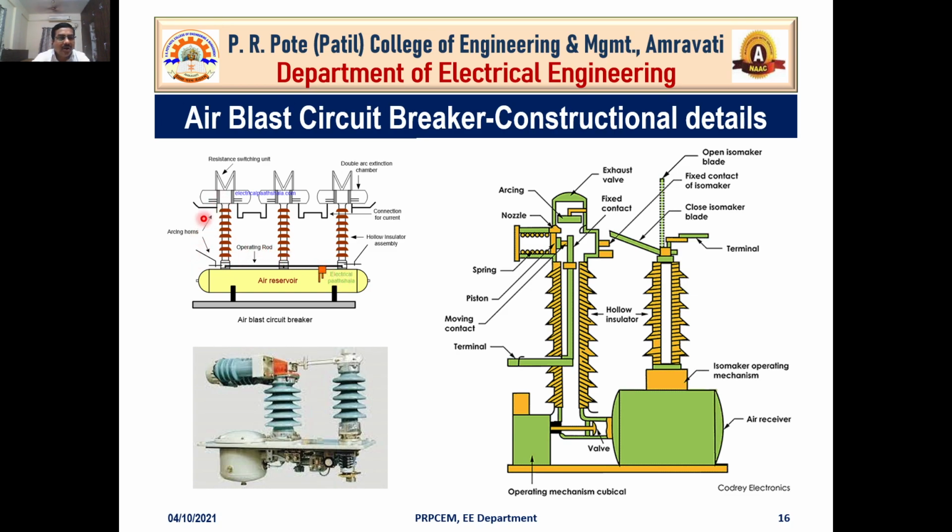So these are the arcing horns we have, and these are the operating rods we have. These are the different techniques through which we can further extinguish the arc, that is the resistance switching units, and these are the connections for the currents. So these are the hollow insulator assemblies, the mechanical system we have, which are embedded over these air reservoirs. As far as the inside part is concerned, the same we have expanded here, where we are trying to explain the inside components of the air blast circuit breakers.